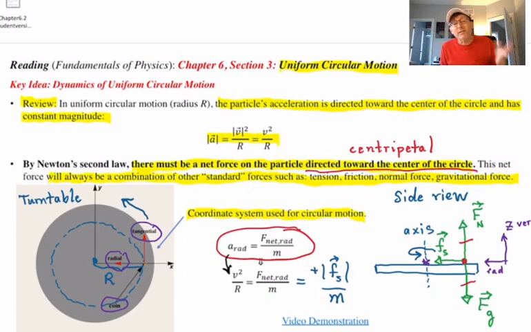I just want to show you here in this scenario our first application, or at least setting up, of Newton's second law for uniform circular motion. In this case then, the required force towards the center of the circle came from friction, static friction. But there are other ways to get a net force towards the center of the circle, other than friction. Let me show you one.